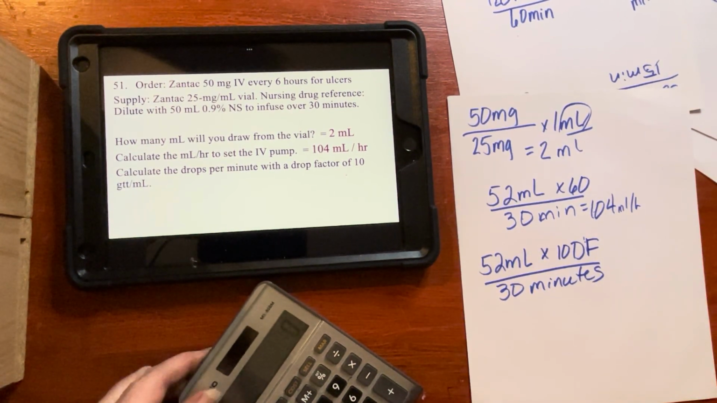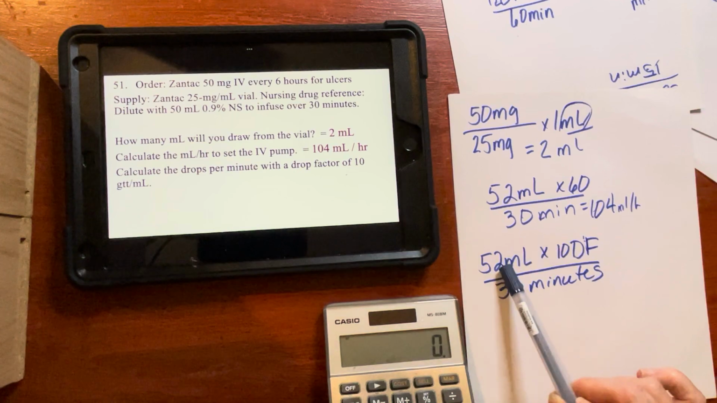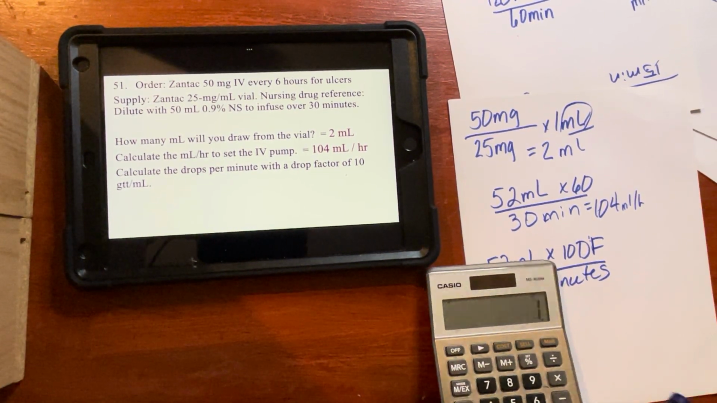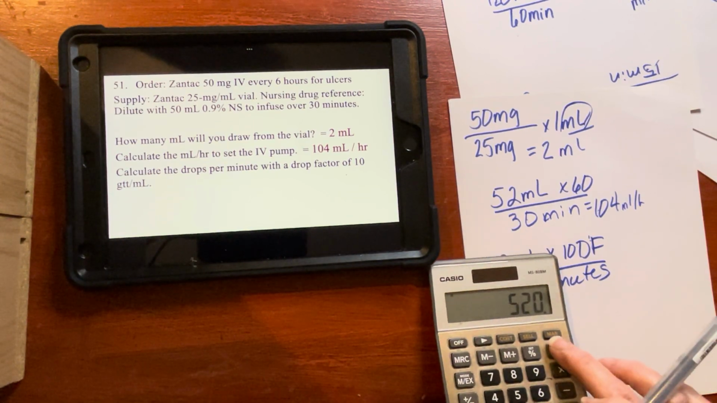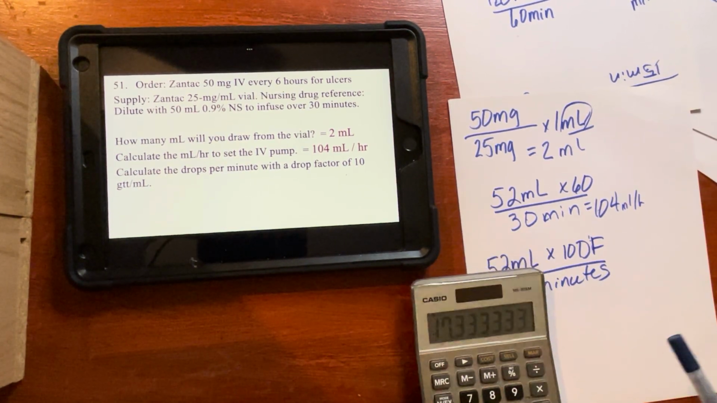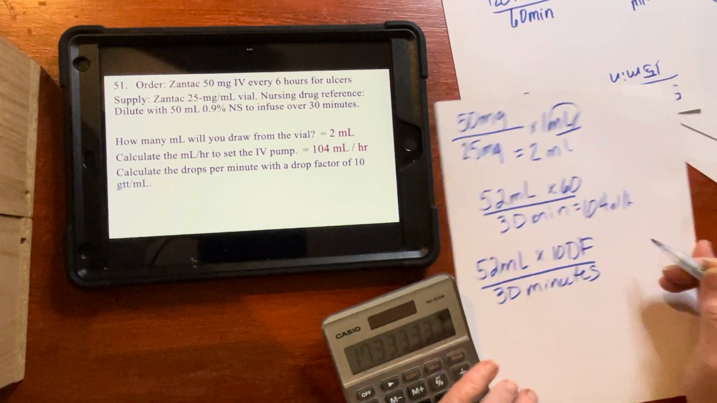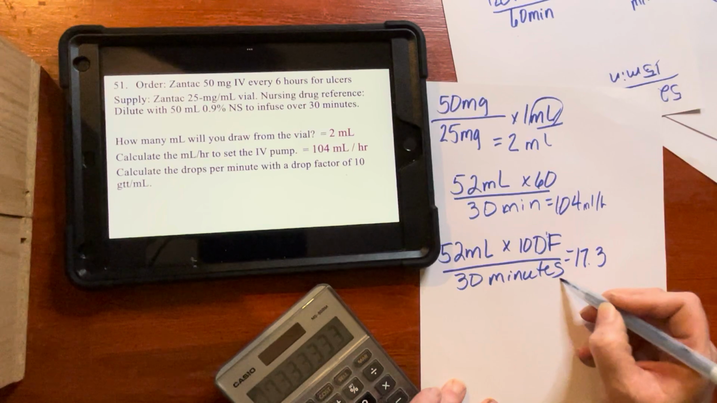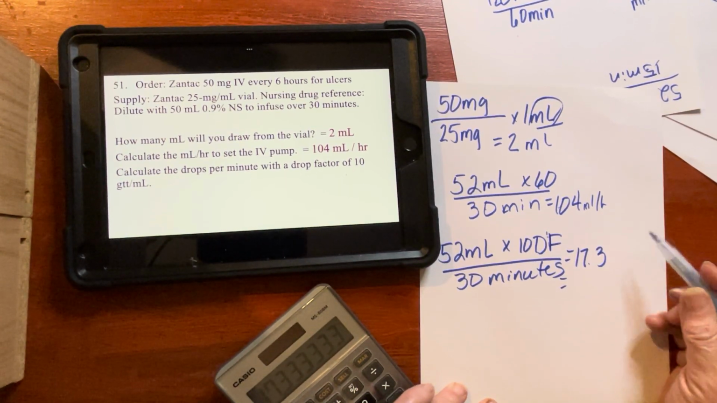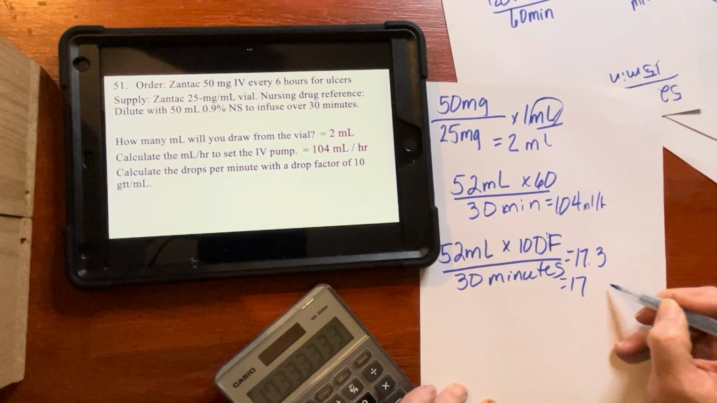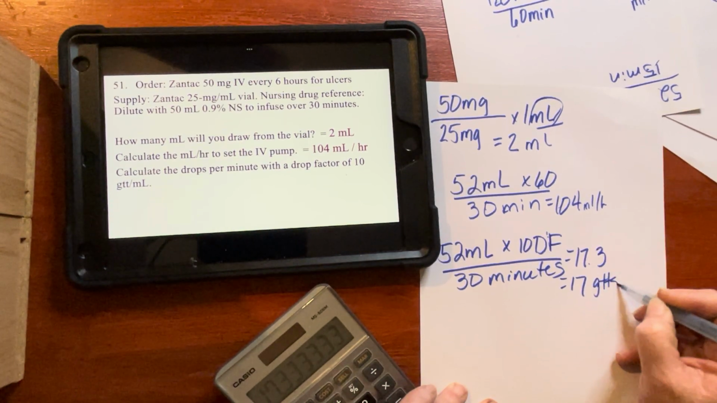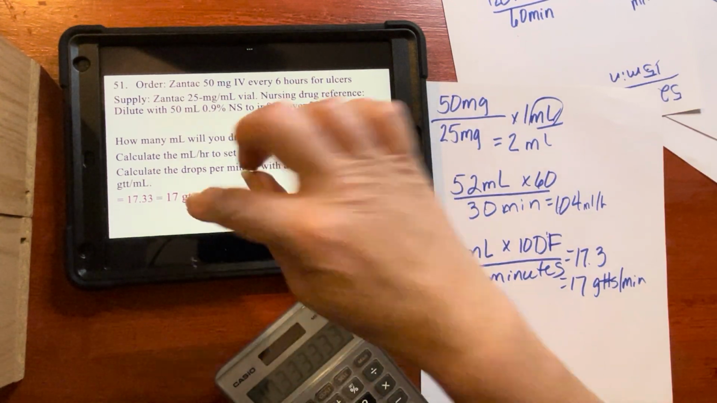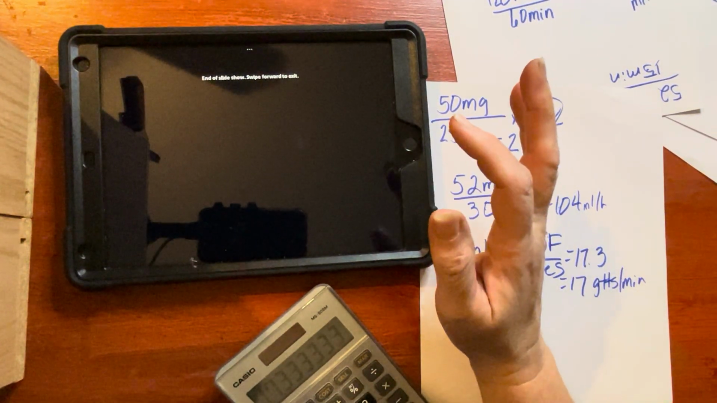I hope y'all are hanging in here. And we're doing all the math. That times that divided by that. 52 times 10 equals. Divided by 30 equals 17.3. You cannot give 0.3 of a drop, so that would remain 17 drops per minute. Look at there. Boom. We saved another one.